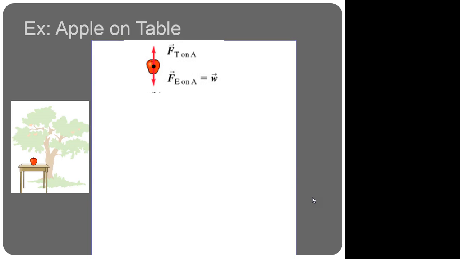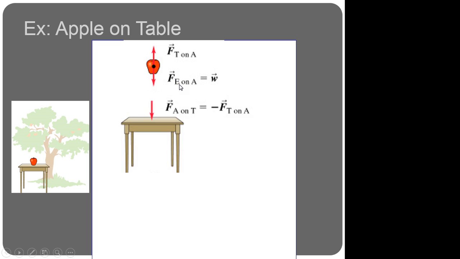Apple on the table. Drawing good free body diagrams is essential in physics, whether you're in the Olympiad or not. So let's look at the forces on the apple. Let's use the correct notation that we always use. F of T on A, so you call this force F subscript TA. We usually put the object the force acts on as the last letter. The weight is essentially the force of Earth on A, so it's F subscript EA.